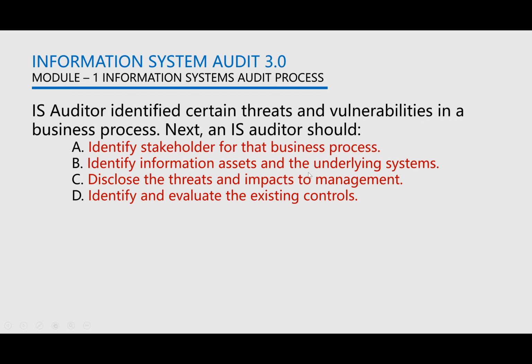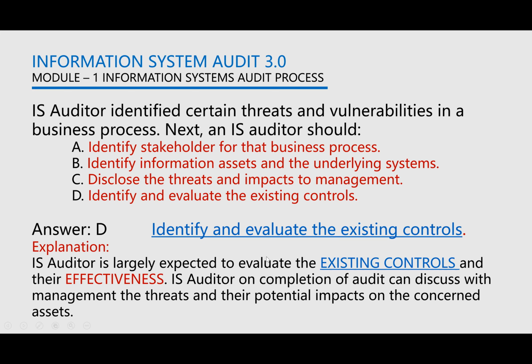Identify information assets and underlying systems. Third, disclose the threats and impact to the management. And fourth, identify and evaluate the existing controls. Now, what should be the answer according to you? Anyone? So D must be done: identify and evaluate the existing controls. Because option B also, if you look into it, finding out information assets and then the underlying systems, this must have been done earlier. Only then can you move on to the next step of identifying the threats and vulnerabilities.